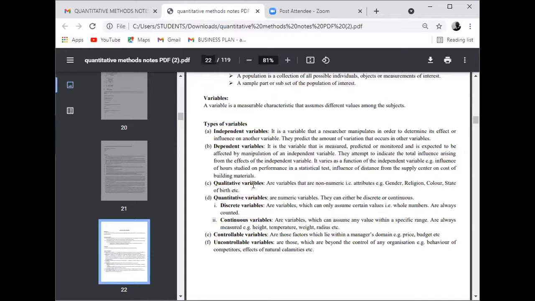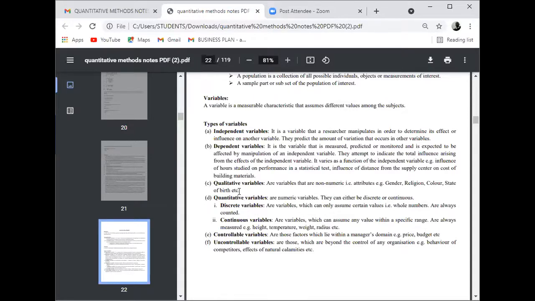Then you have what we call qualitative and quantitative variables. Qualitative variables are those variables that cannot be expressed in numbers. Those variables which cannot be attached to a number or a figure are known as qualitative. For example, religion: there is no way you can attach a number to religion. Either you are Christian, Muslim, or Hindu, or any other that we have, but there is no way we can say it is 1, 2, or 3.